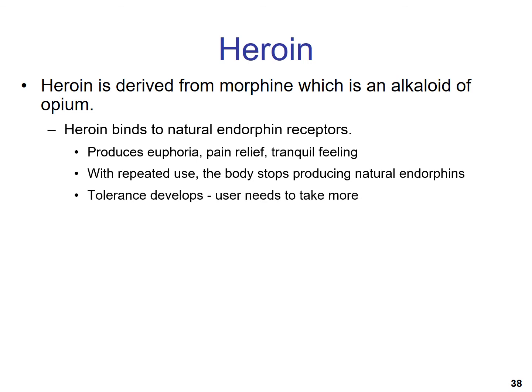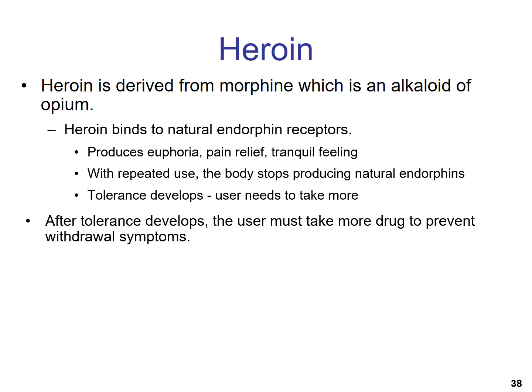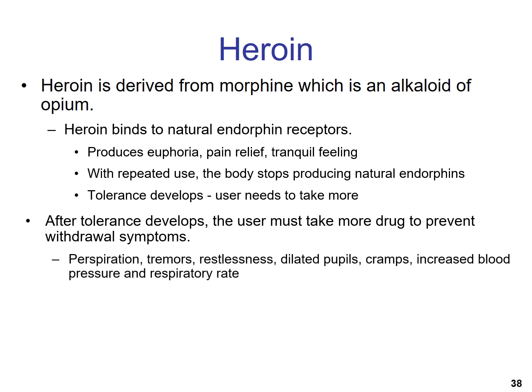Another thing that happens is that somebody can build up tolerance. That's something I should have also mentioned with alcohol, but somebody will also build up tolerance to opiates. And after you develop the tolerance, then you have to take more of the drug to prevent withdrawal symptoms. So this is the reason why people keep on accelerating their dosages of the drugs. And so the withdrawal symptoms are going to be perspiration, tremors, restlessness, cramps, dilated pupils, increased blood pressure, increased respiratory rate.